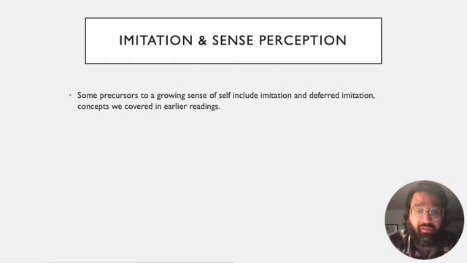So, imitation and sense perception. Some precursors to a growing sense of self include imitation and this idea of deferred imitation, concepts that were covered in earlier readings from last week and this week. Imitation: if you stick your tongue out at a baby and they stick their tongue out back, they're imitating, right? And this is maybe the beginning sense of, that's you doing this and that's me doing this. So slowly they're differentiating the me versus the not me.